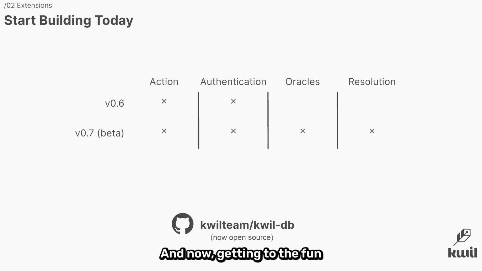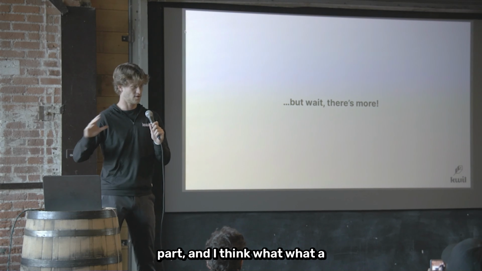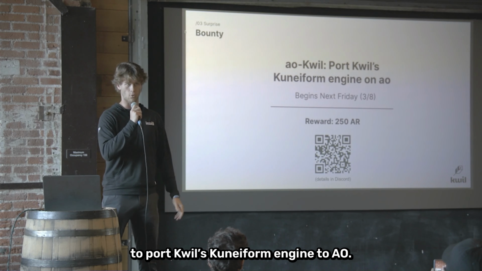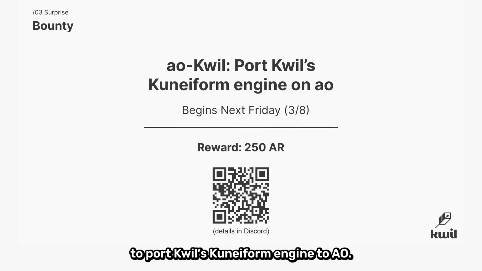And now getting to the fun part, and I think what a lot of people were waiting on. We are putting up a pretty large bounty to port Kwil's Qniform engine to AO. So Kwil's Qniform engine, you can think of it like our version of EVM. You don't use it for the same thing, but it's a deterministic SQL database that's made for replicated state machines. And AO is built on this similar model. And so we don't just want our deterministic SQL database to only exist on Kwil networks. We also want them to exist on AO.